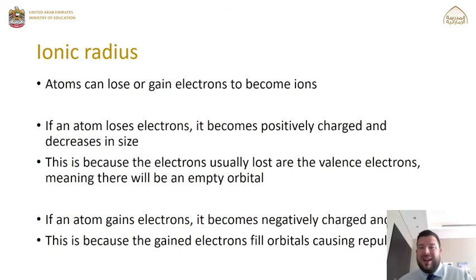On the other hand, if an atom gains electrons, it's gaining negative charges, so it becomes a negatively charged ion, and it will actually increase in size. And this is because the gained electrons will fill the remaining orbitals and it causes repulsion. Now, if things repel, they move further apart, and therefore they're going to increase the size of the ion.